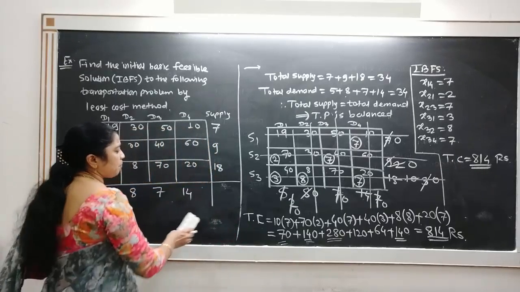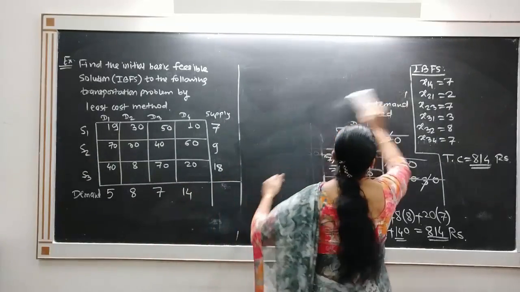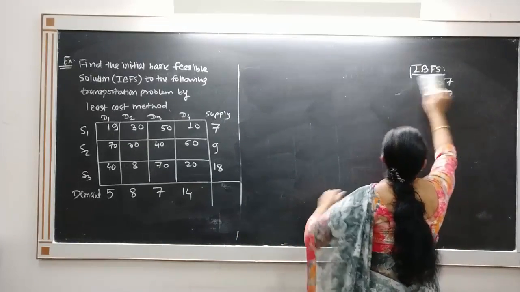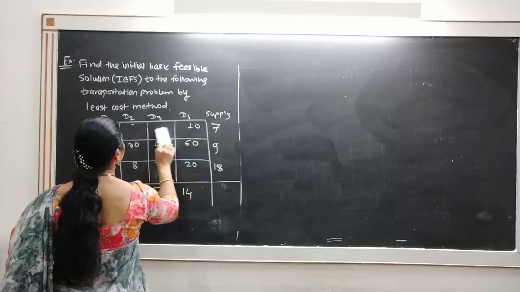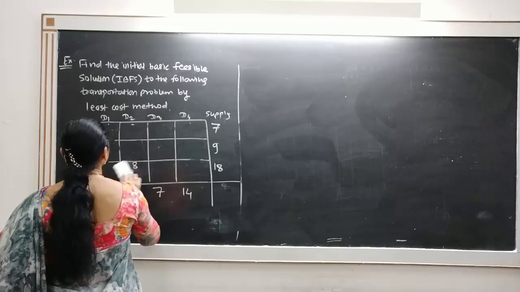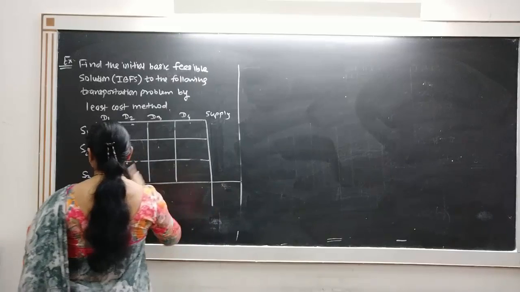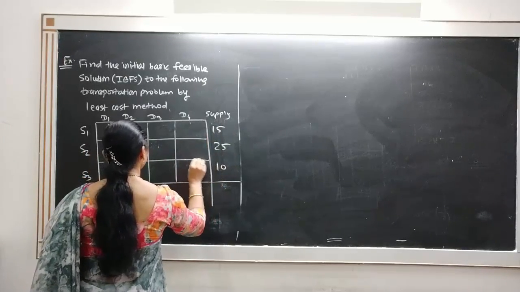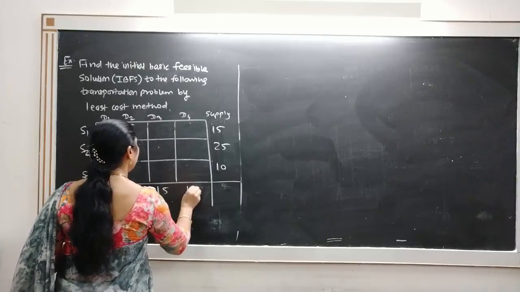Take one more example to get the idea clear. I want to find the transportation cost by least cost method. The supply and demand is given to us. Supply is 15, 25, 10, and demand is 5, 15, 15, 15.